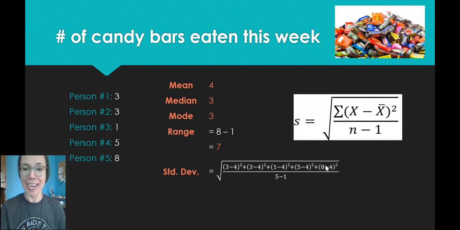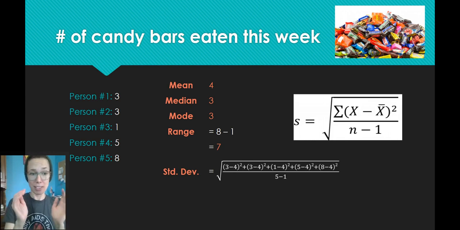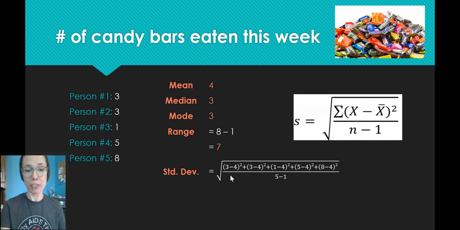And the last person who ate 8 candy bars. So I've got that represented. For the 5 people I have, I've got 5 sets of parentheses. I'm going to have to calculate those numbers 5 different times before I can do the command of adding them all up. So for each of these values, I've got the individual score in my data set, the person's response, and I'm subtracting it by the mean.